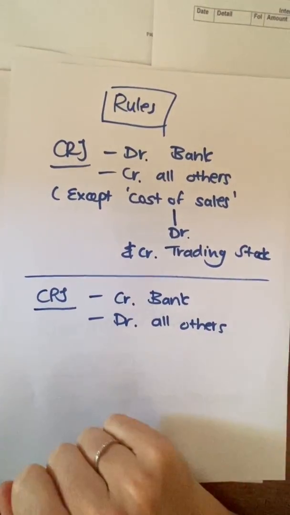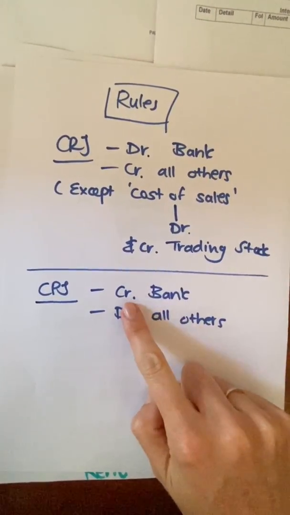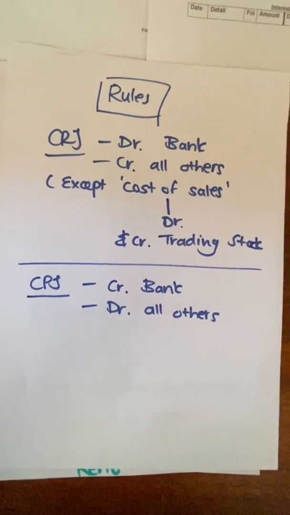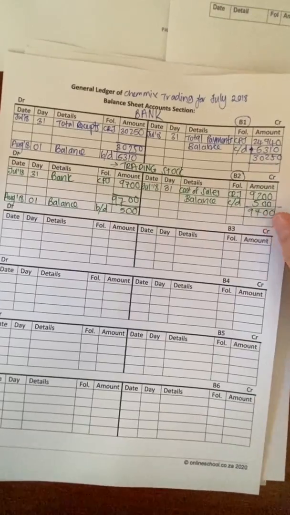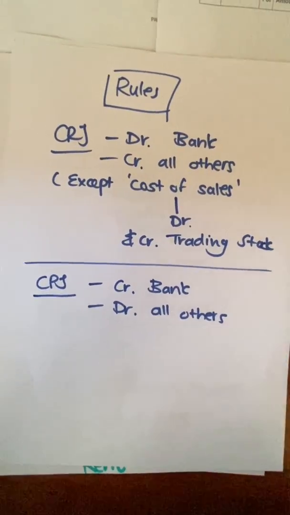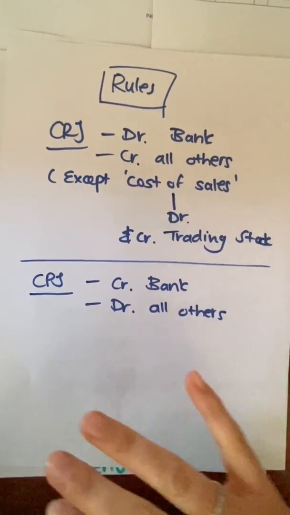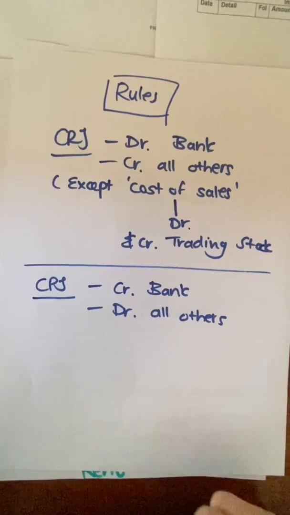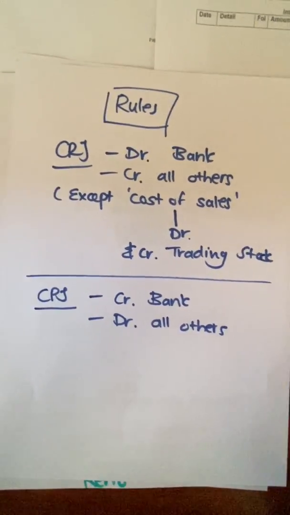For your cash payments journal, the rule is that you're going to credit the bank account for all transactions. So you're going to take your bank balance from your cash payments journal and you're going to credit it. And all other columns and transactions from your cash payments journal, because they are all expenses, you debit for all of them. And that, grade 9s, is your general ledger.